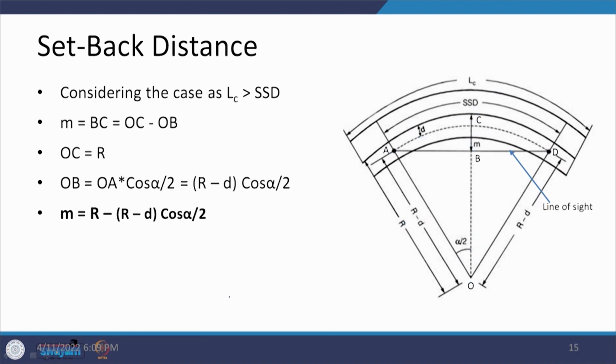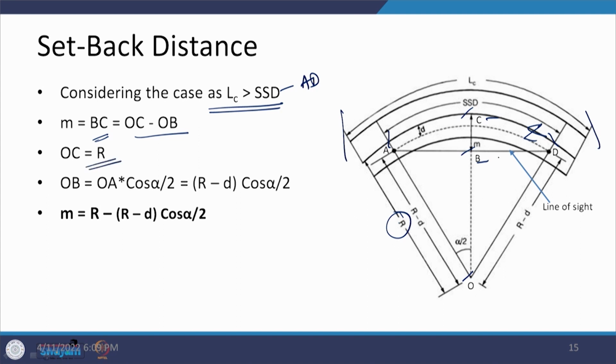Now, let us look at one of the cases where the length of the curve is more than SSD. So, my length is up to this point, but my SSD is between A and D. So, SSD is AD, but the length is more than that. So, when we are calculating the value of M, then this M is nothing but equal to BC, and I can write this BC with respect to the center of the curve as OC minus OB. So, I am talking about this distance and this distance. When I look at OC, OC is nothing but with respect to the center line of the carriageway, and therefore, it is equivalent to R. So, OC is R here.